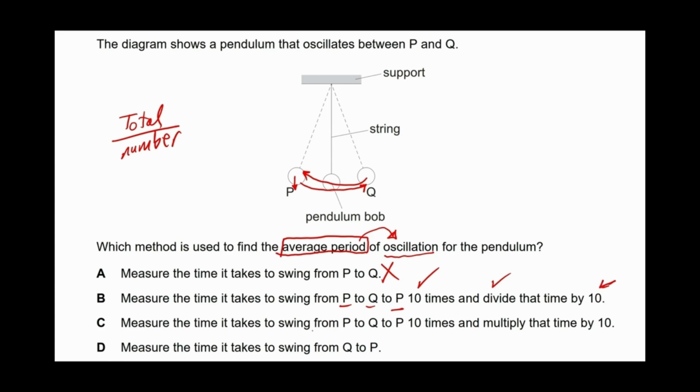Measure the time it takes to swing from P to Q to P. This is good. 10 times good. And multiply. No. Measure the time it takes to swing from Q to P. No. So the answer is P. We get the time of 10 oscillations and divide this time by 10.